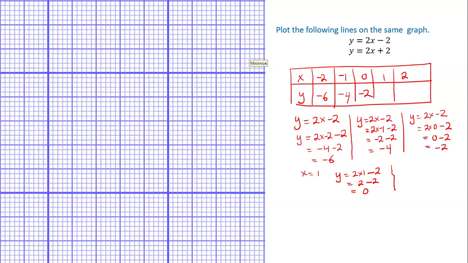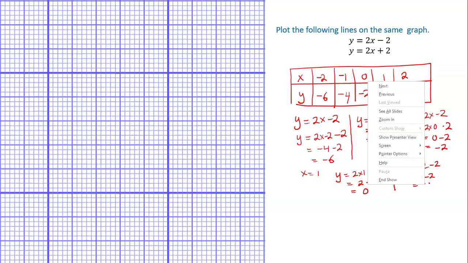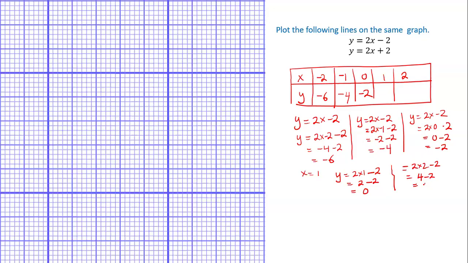Then the last one. Yes, go on. It is y equals 2 times 2 minus 2. Which will give us 4 minus 2. What is the answer now? 2. Positive 2. Okay, very good. So members, here we shall put our 0 and 2.